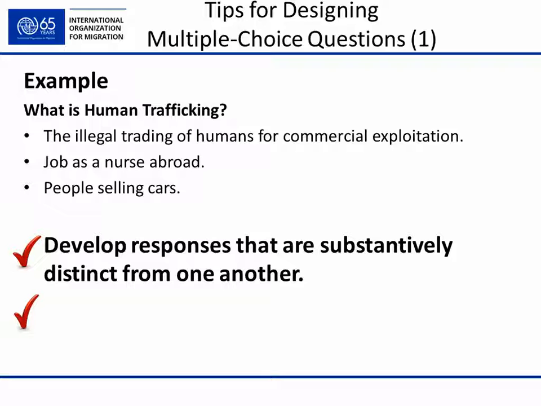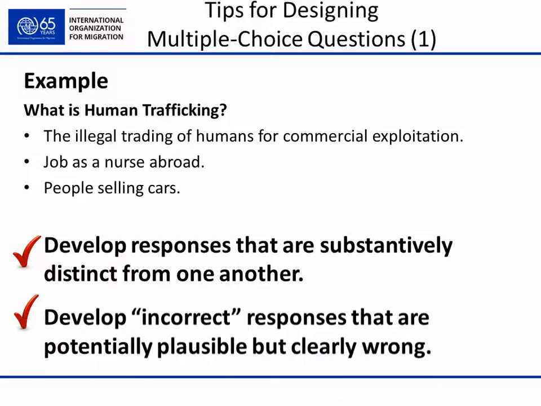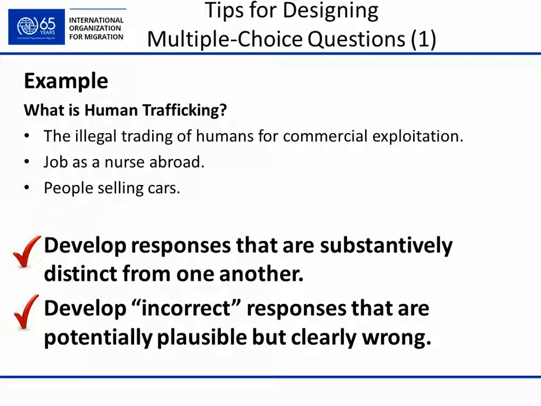Well, I think that you don't need a specific training to identify the correct answer. So answers should look similar. So you have to develop responses that are substantively distinct from one another. Develop incorrect responses that are potentially plausible but clearly wrong.